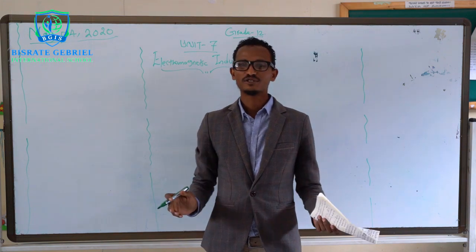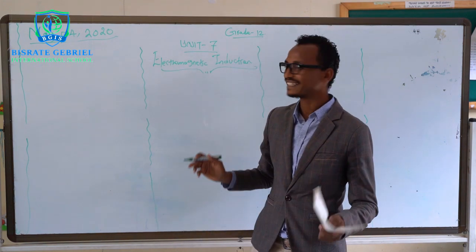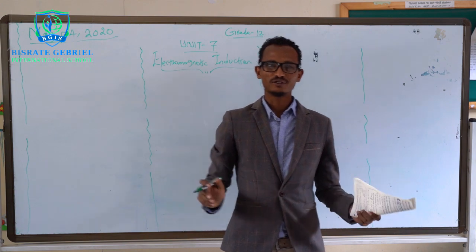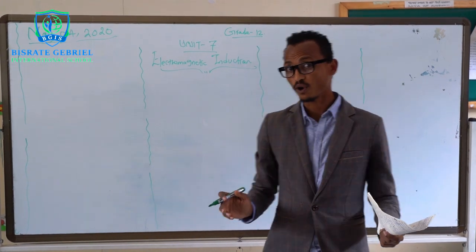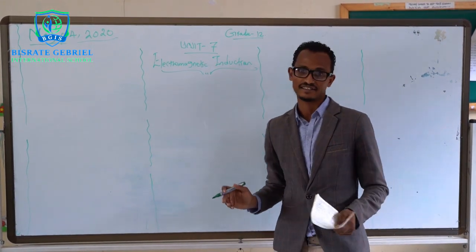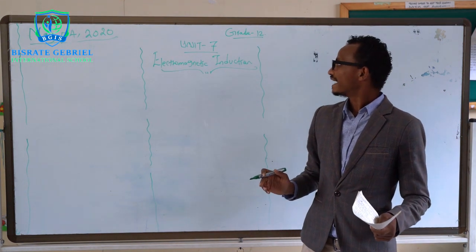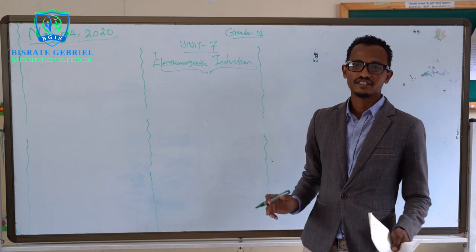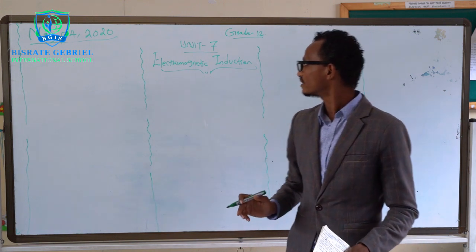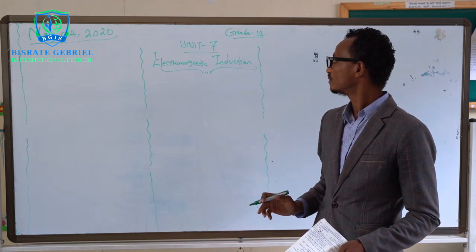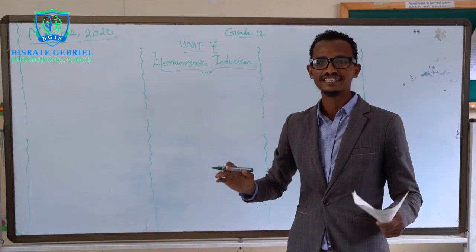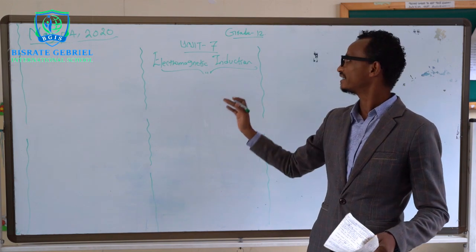Today, let us try to see the concept of electromagnetic induction, which is found in the grade 12 physics textbook on page 266. That is unit 7 of the text. Therefore, the first subtitle of this unit, which is about electromagnetic induction, is the phenomena of electromagnetic induction.